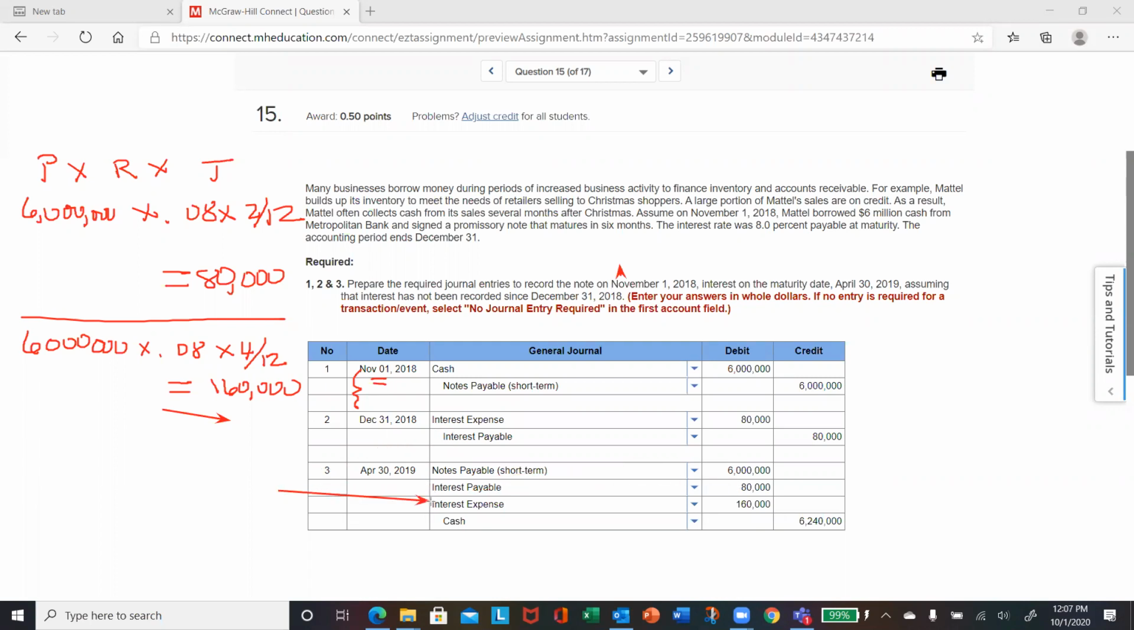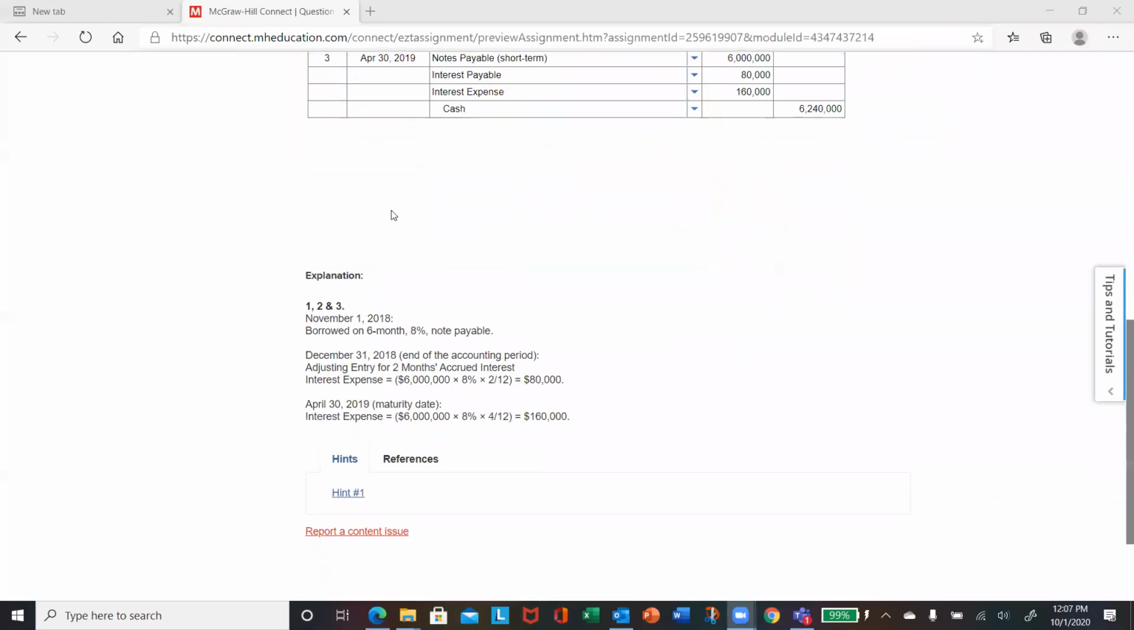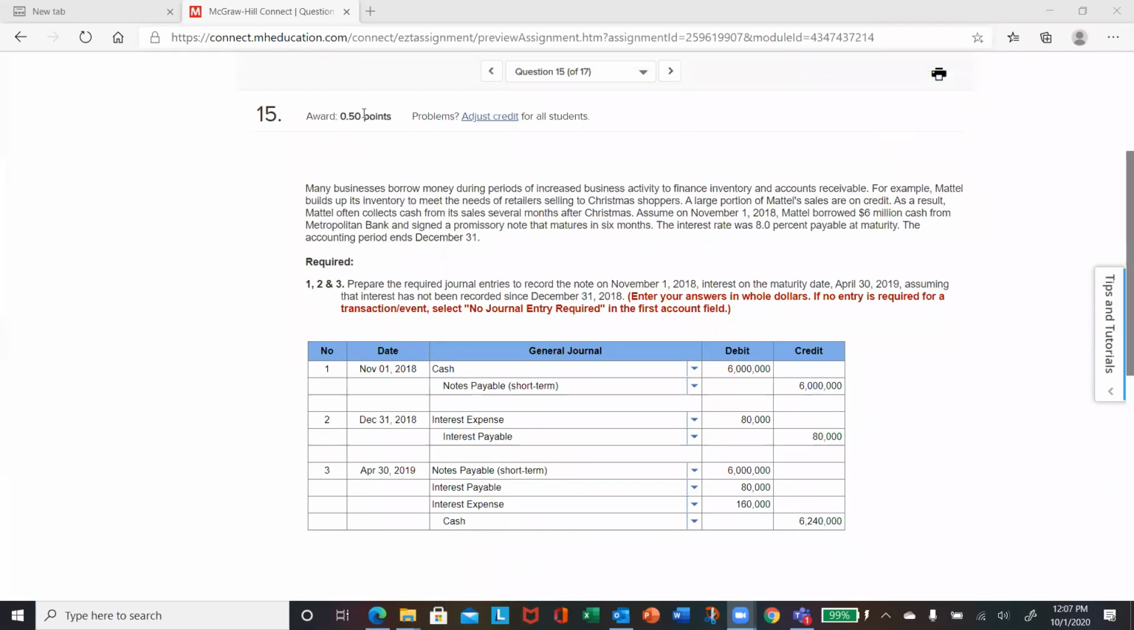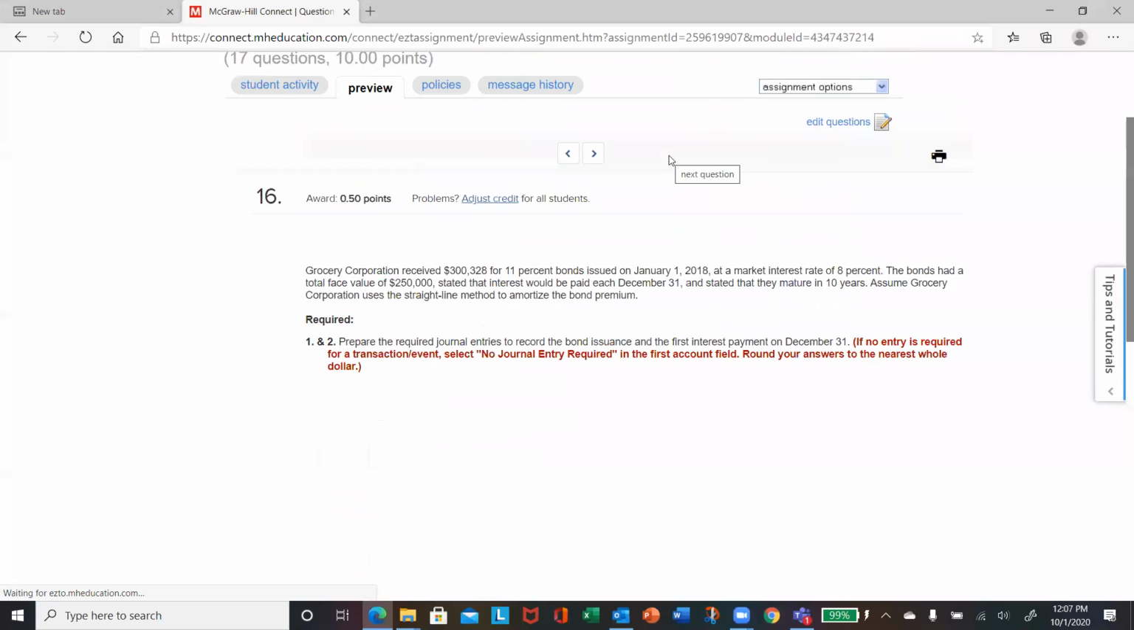Then you got to report the interest expense for the new year. There's the 160. And then the credit to cash would simply be all your money. It's going to be the principal plus all of your interest of 240, so credit cash for 6 million, 240. Of course, here's the same calculations down below. All right, so that is problem number 15.